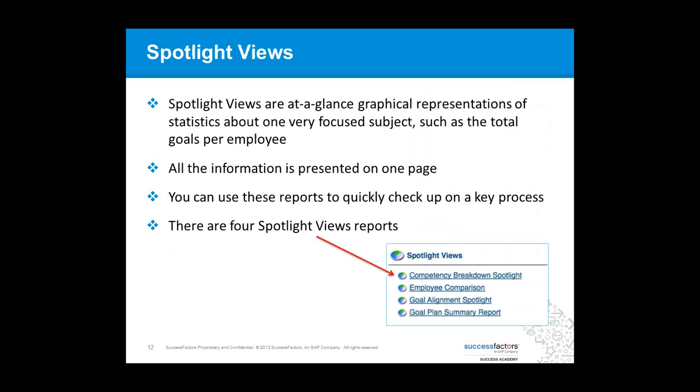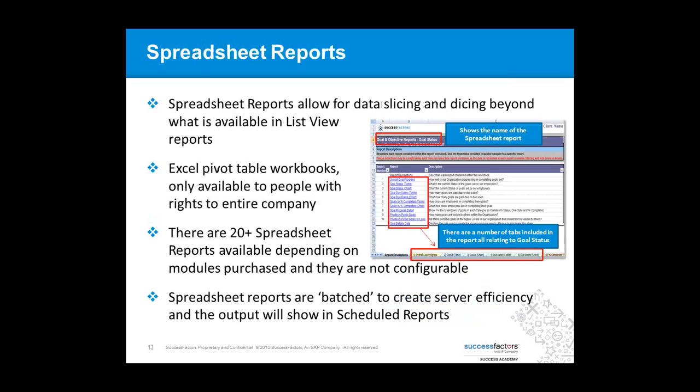Then spotlight views are a graphical representation of the statistics of one focused area, presented on just one page, and managers or anybody can quickly get detailed information about one area. There are 4 types of spotlight view reports. First is the competency breakdown, second is the employee comparison, next is the goal alignment spotlight, and then the goal plan summary report. Next we have the spreadsheet report.